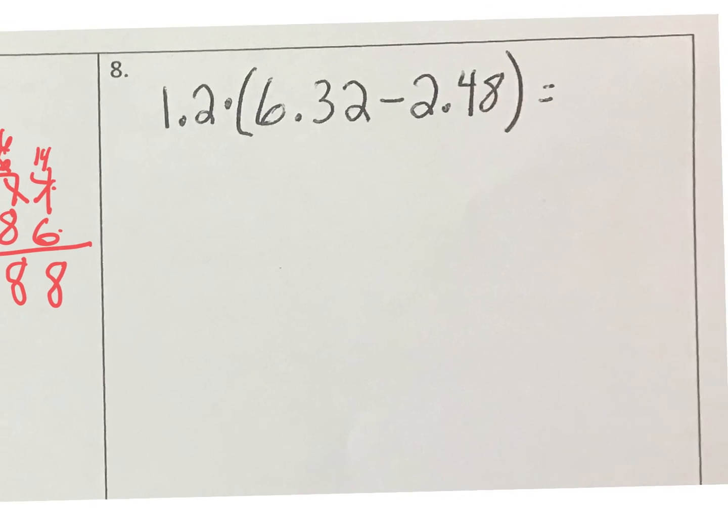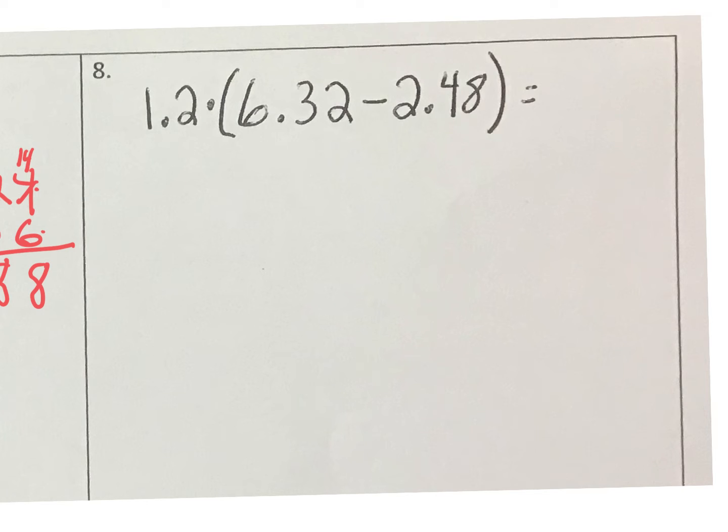Alright, let's go over here. Here we have an order of operations. So we know that we have to do inside the parentheses first. So I come over here, 6.32. I see it's subtraction, and I see that there's decimals. So I want to line up my decimals.